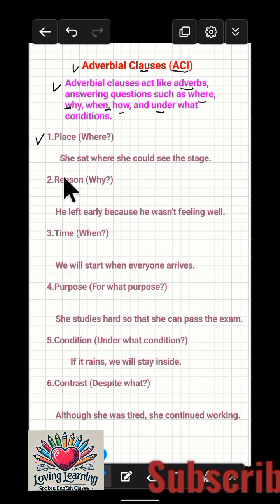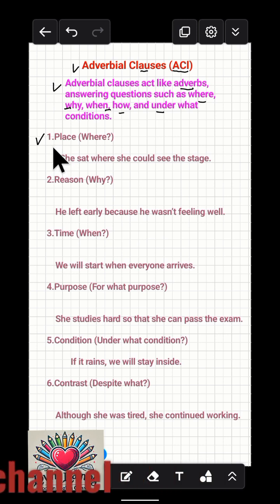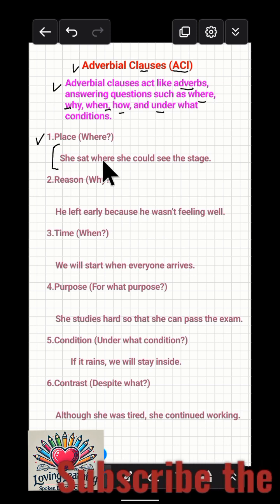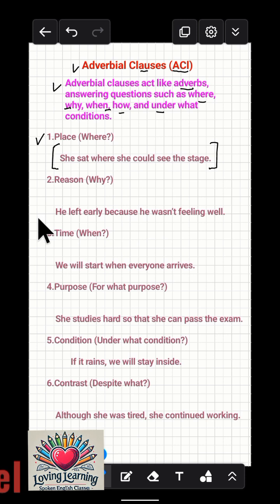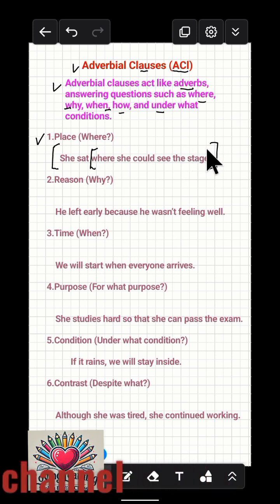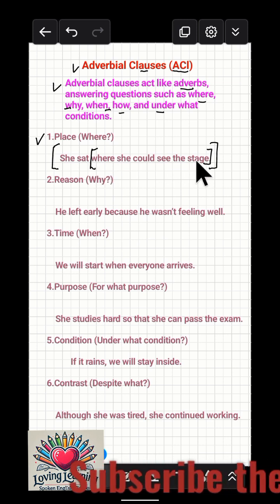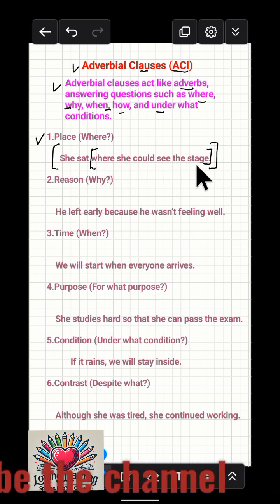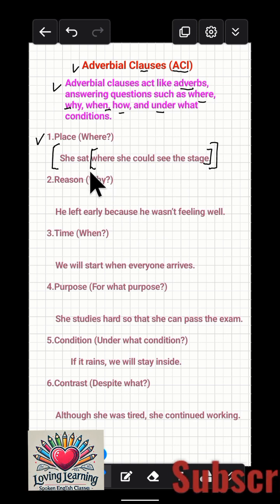Place, where. She sat where she could see the stage. Let us give all the brackets and functions to the first sentence. Whenever we label, first we give the square bracket. Then we identify the subordinate clause. It starts from here to here: where she could see the stage. This is our subordinate clause, and we are supposed to identify which type of clause it is.